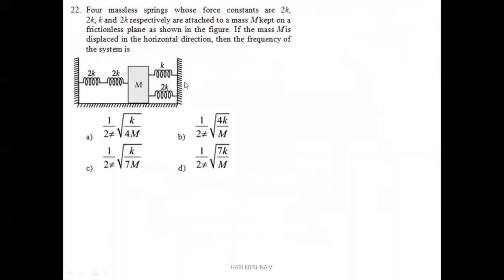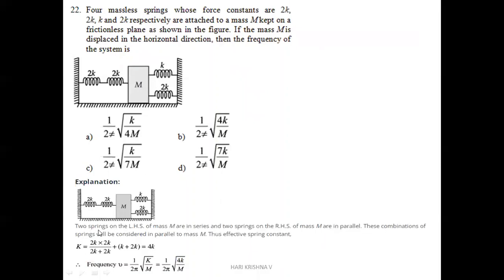Next, question number 22. 4 masses. See, in this diagram, initially this 2K and this 2K are connected in series, and this K and K are connected in parallel, and both combinations are connected in parallel. So the 2 springs on the left hand side of mass M are in series, the 2 springs on the right hand side of mass M are in parallel, and then both combinations are in parallel. In series combination, you know 2K into 2K divided by 2K plus 2K. In parallel, just add, sum of K plus 2K. When you solve it, we get 4K.